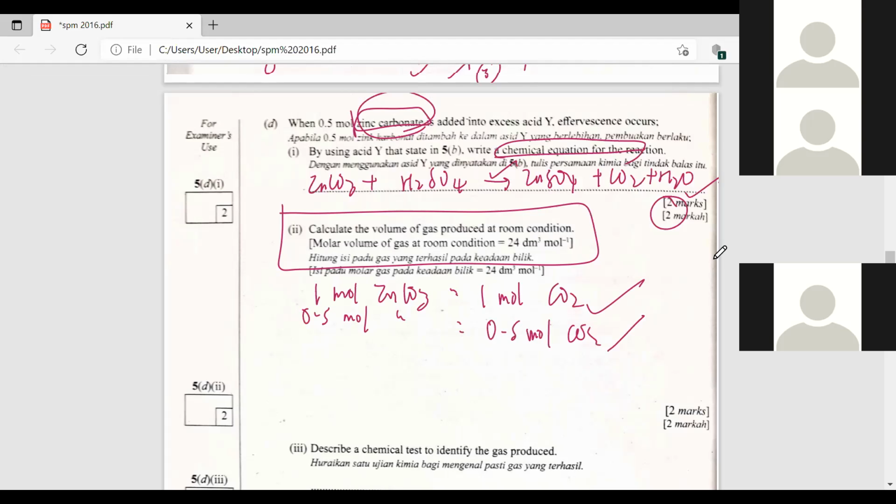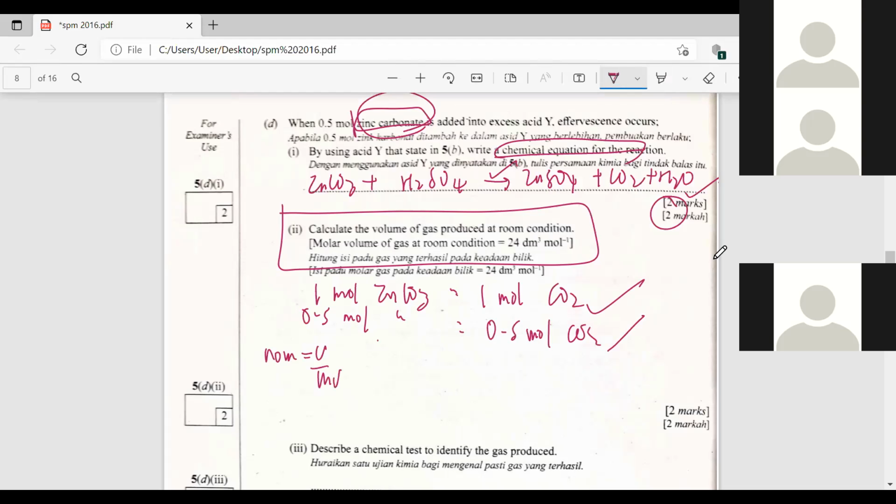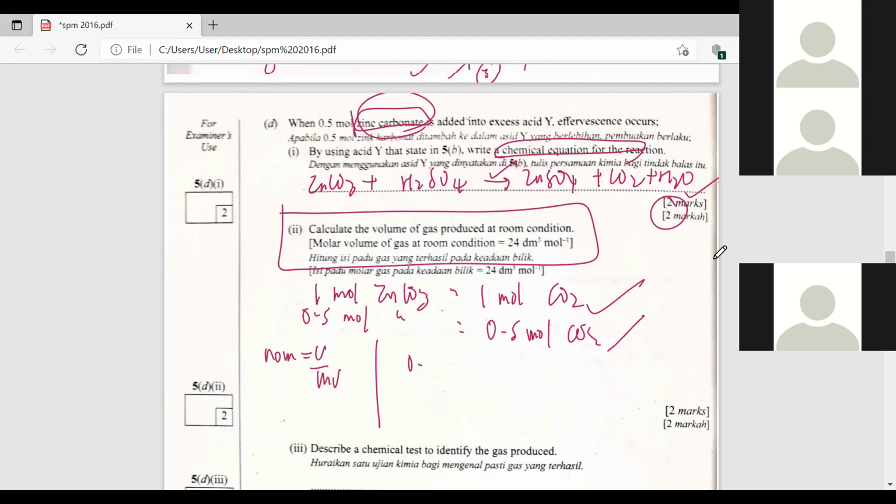Okay, good job. So the formula we use here is number of mole equals to volume over molar volume. So the number of moles here is 0.5 moles. We times with the molar volume, which is 24. And we get 12 decimeter cube of carbon dioxide gas, and you get total 2 marks here.